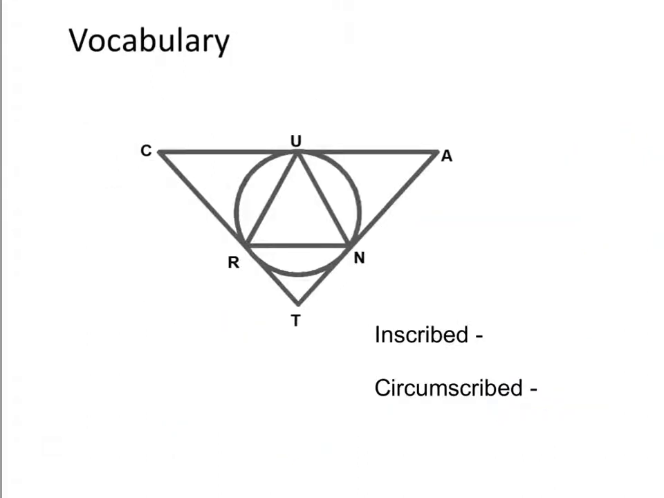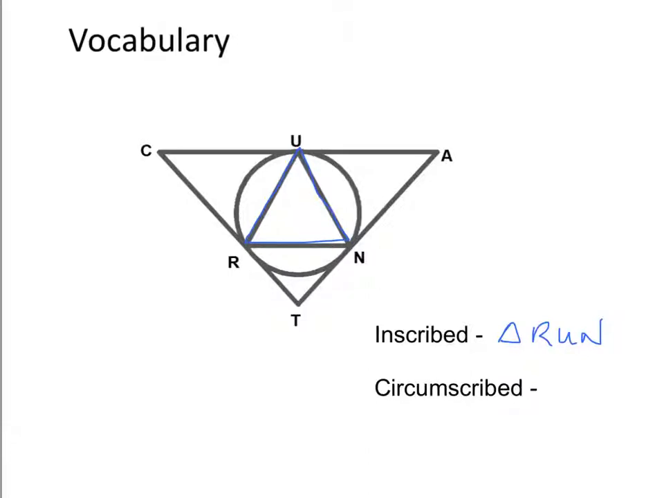They also talk in this section about inscribed and circumscribed. So it's all centered around the circle. So when I ask what's inscribed in the circle, I'm talking about look at the object inside the circle and tell me which triangle is inscribed in the circle. And in this drawing, triangle RUN is a triangle that's inscribed in the circle.